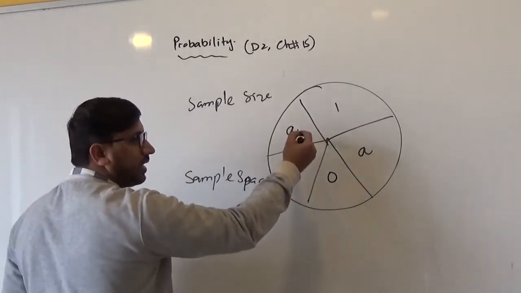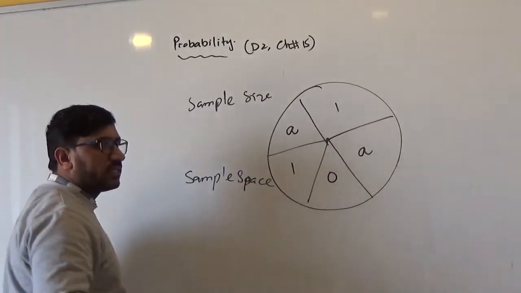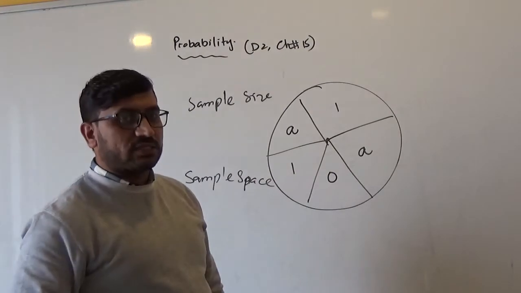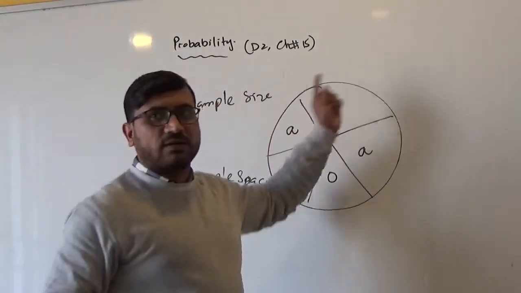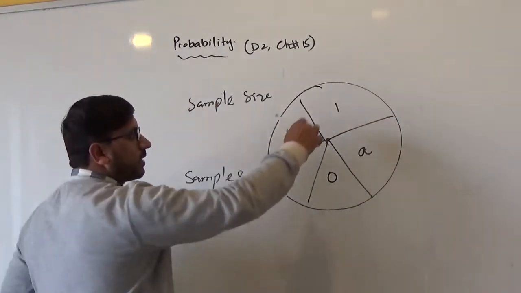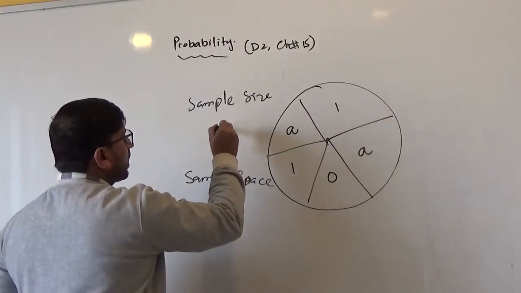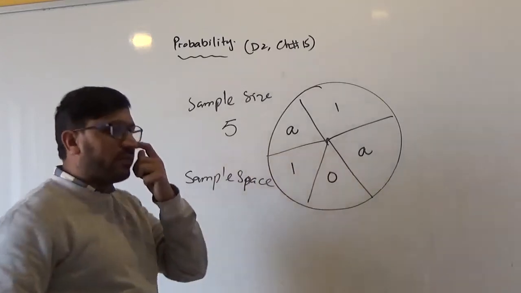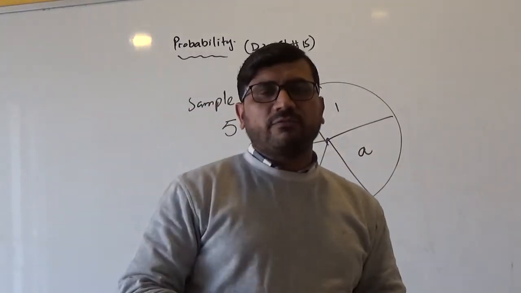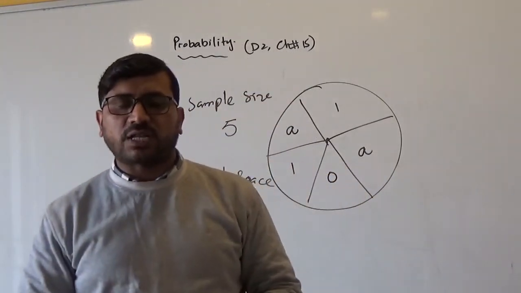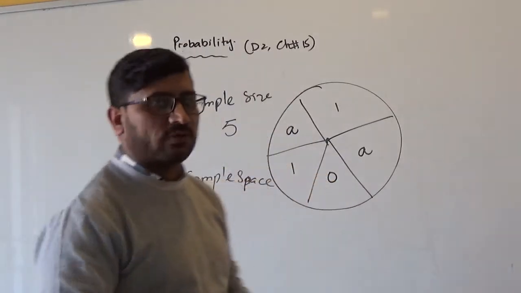Sample size is how many parts there are for this spinner, or simply you can say how many parts for this pizza, if you like pizza. So how many parts of this pizza do we have? 1, 2, 3, 4, 5. So the sample size for this spinner is 5. That means you have 5 parts of pizza, 5 slices of pizza you can eat at your home.